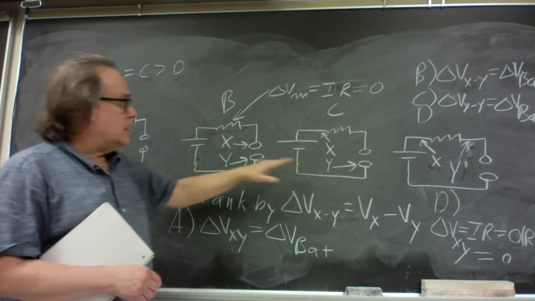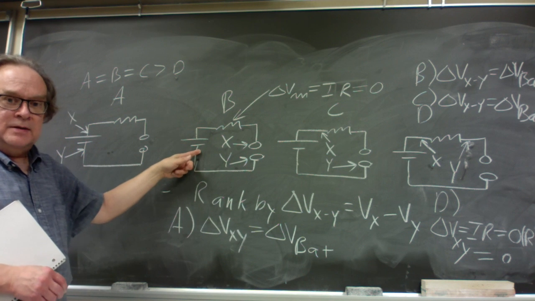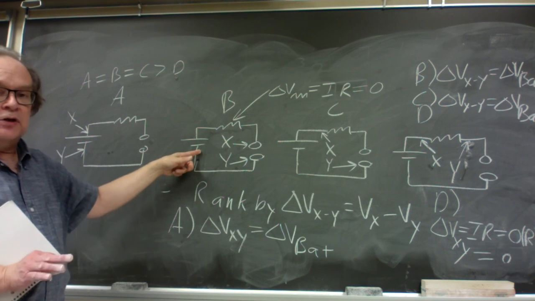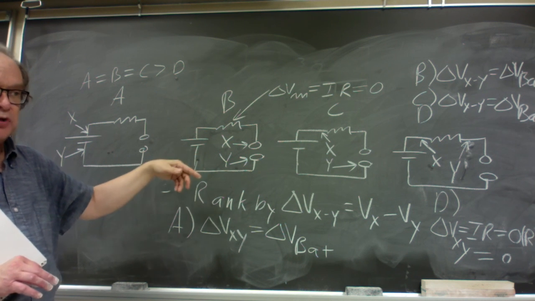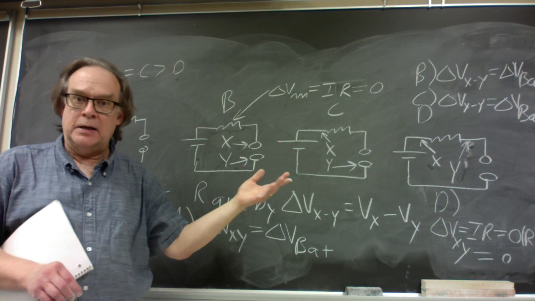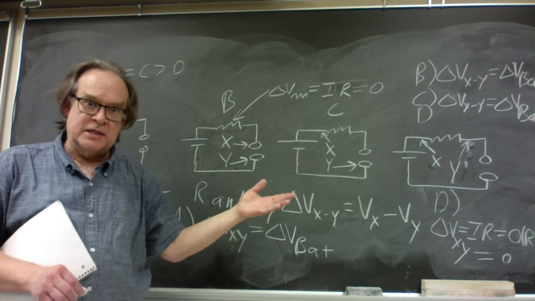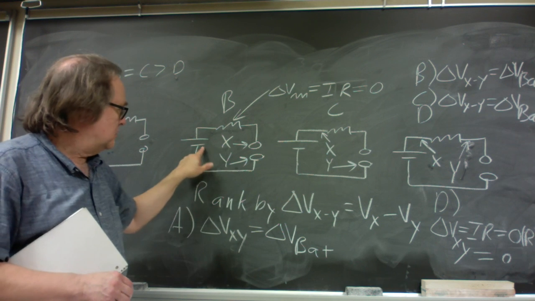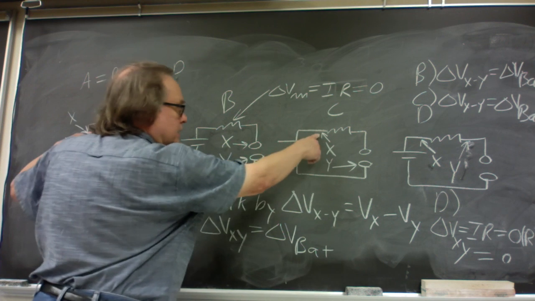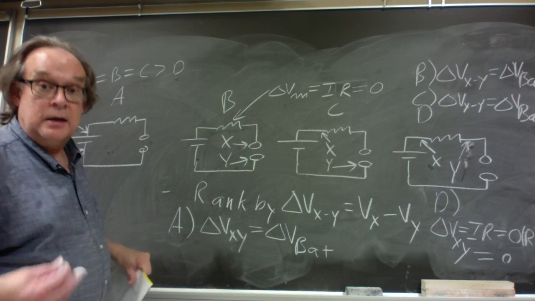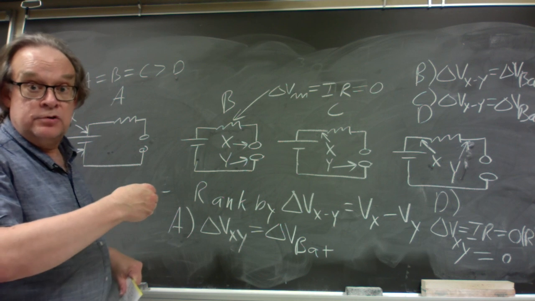In all three cases, A, B, and C, point Y is connected directly by nothing but wire to the low potential side of the battery. So being connected by nothing but wire, think about the ideal wire rule, it is at the same potential as the low potential side of the battery. Here and here, in A and C, X is also connected by nothing but wire to the other pole of the battery.